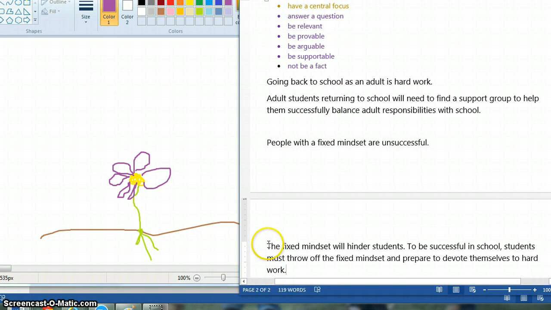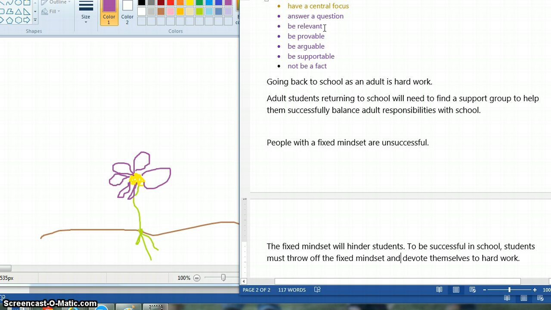So how about this one? The fixed mindset will hinder students. That's kind of an introduction to the thesis statement. To be successful in school, students must throw off the fixed mindset and prepare to devote themselves to hard work. Or actually, let's just do this: and devote themselves to hard work. So we've got a central focus about fixed mindset. We have students. We've got hard work. It answers a question: how are students successful?